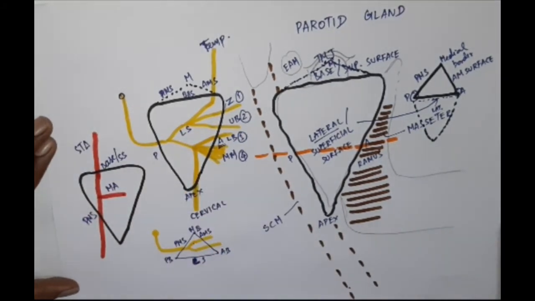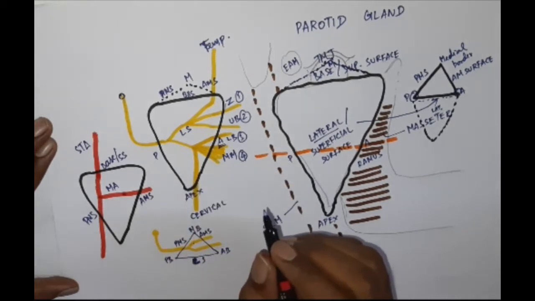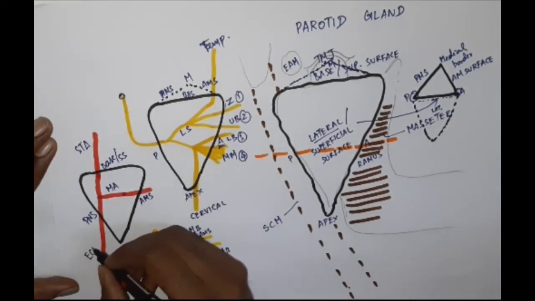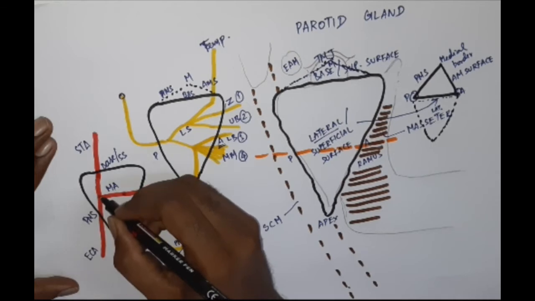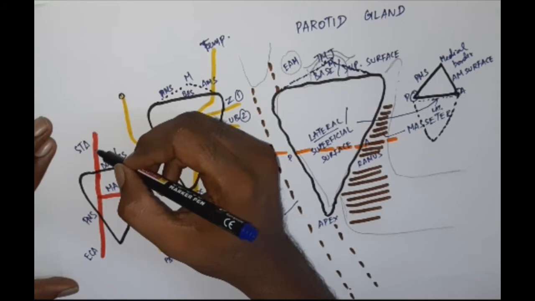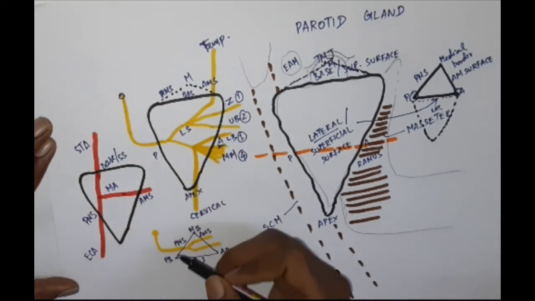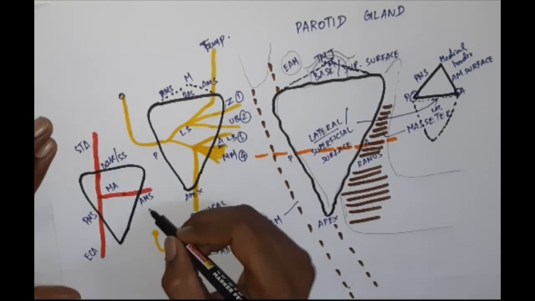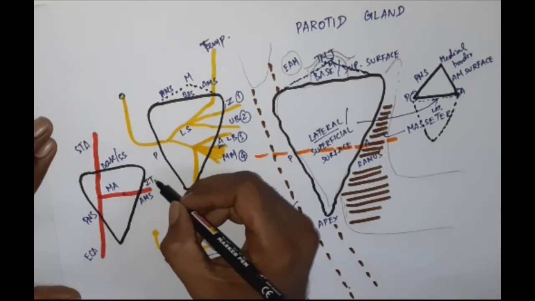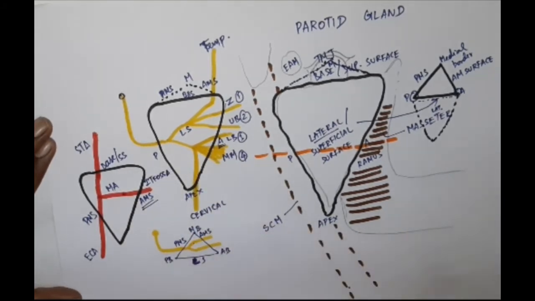It comes out through what surface? Anteromedial surface and not anterior border. So basically the external carotid artery is passing through the posterior medial surface, divides into two terminal branches inside the gland, and the superficial temporal artery comes out through the base. The maxillary artery comes out and gets into the infratemporal fossa through the anteromedial surface.